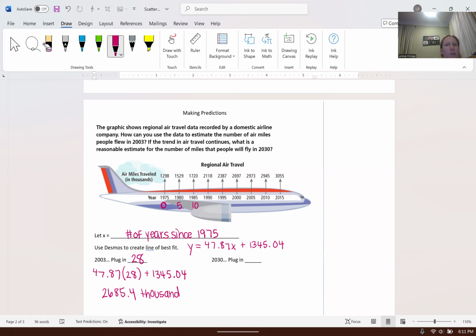Okay. Now 2030 extends beyond that. But we can still use our equation to make a prediction here. That would mean that that is 55 years from 1975. So we're going to plug in 55 into our equation. So 47.87 times 55 plus 1345.04. Once again, crunching numbers on a calculator, it would be 3977.89 thousand.